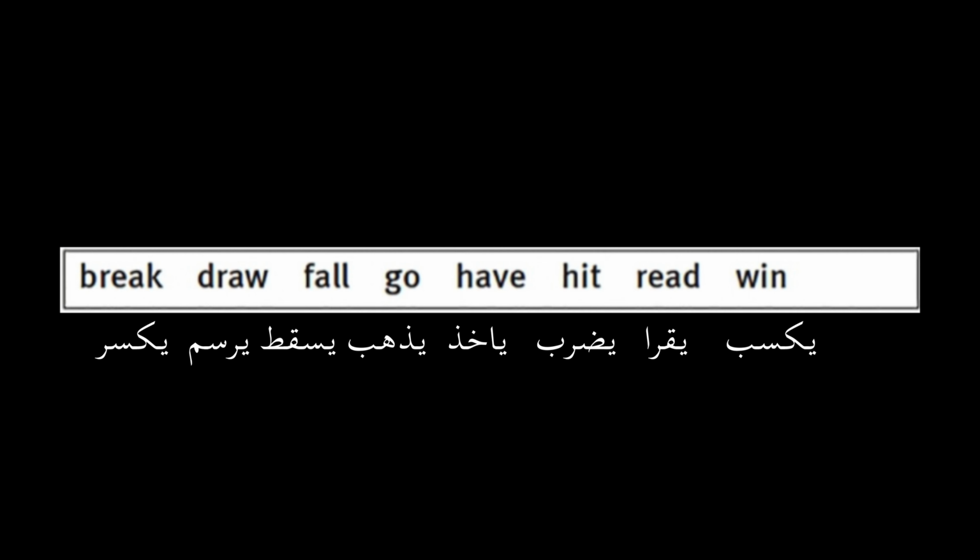So stay tuned. The list that we have here for today is break, draw, fall, go, have, hit, read, and win. This is the most confusing list of verbs that I've come across, especially from the perspective of an Iraqi English teacher teaching English in Iraq. So probably this is not generalizable to the whole globe. It is only specifically related to the Iraqi context here.